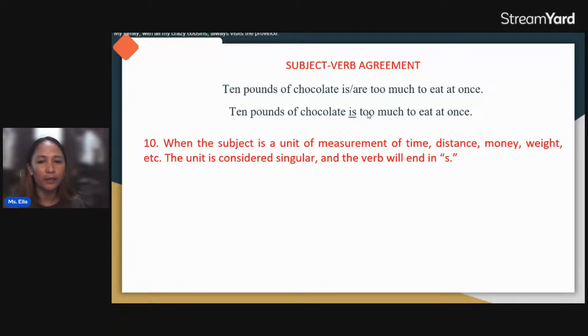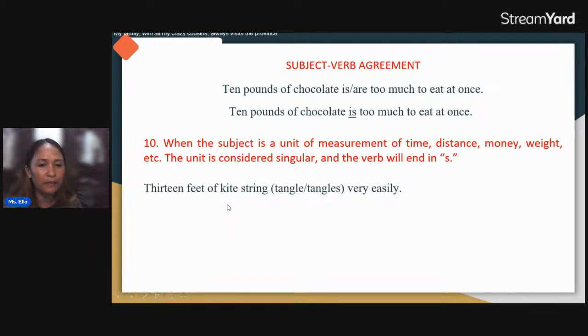Why? Okay, so when the subject is a unit of measurement of time, distance, money, weight, etc., the unit is considered singular. That means the verb will end in s, a singular form. So we have here 10 pounds of chocolate, but still this is a unit. It acts as one, which means it takes a singular verb, is. Okay, how about this one?